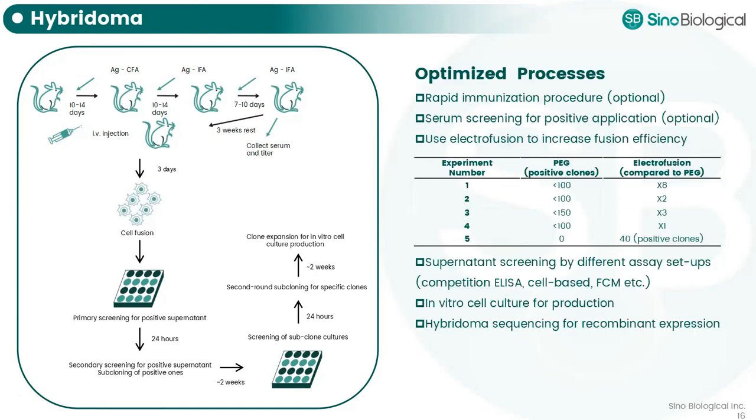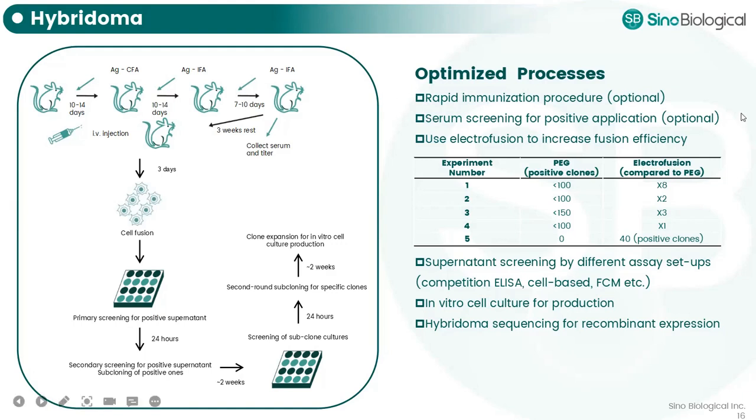Based on these processes, there are multiple steps that can be optimized to increase the success rate of using hybridoma technology. The first one we discussed previously: we can use rapid immunization procedures, because the whole process of hybridoma generation is very long compared with the other two technologies. So we can shorten the immunization procedures.